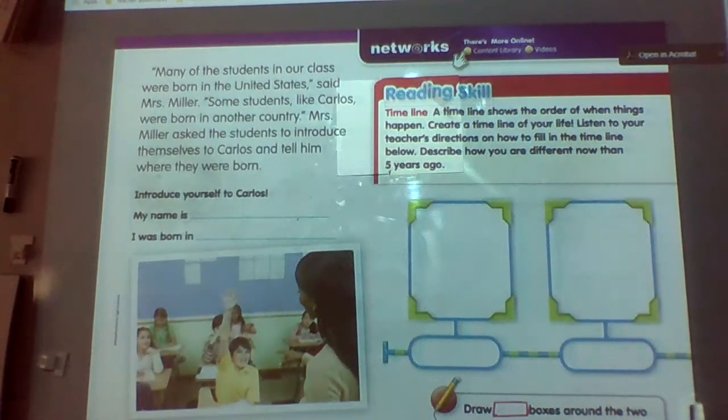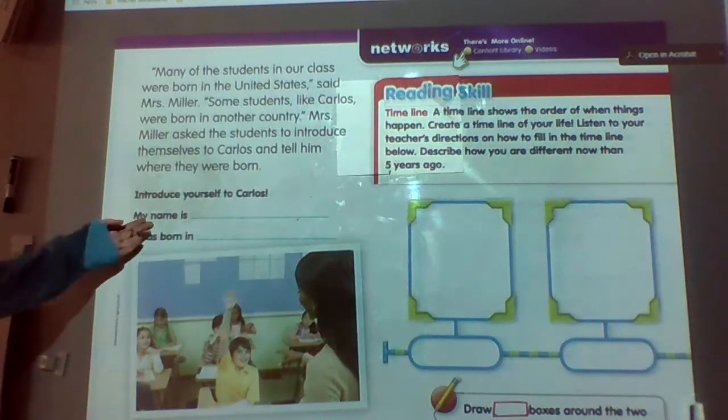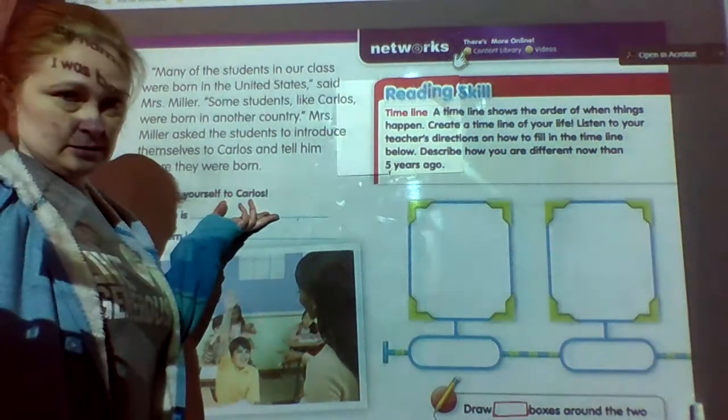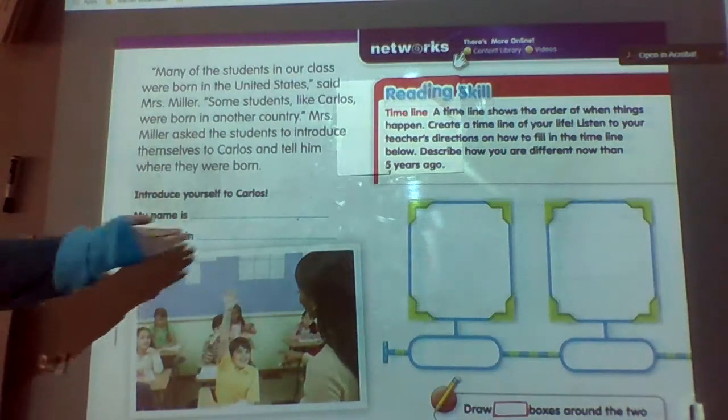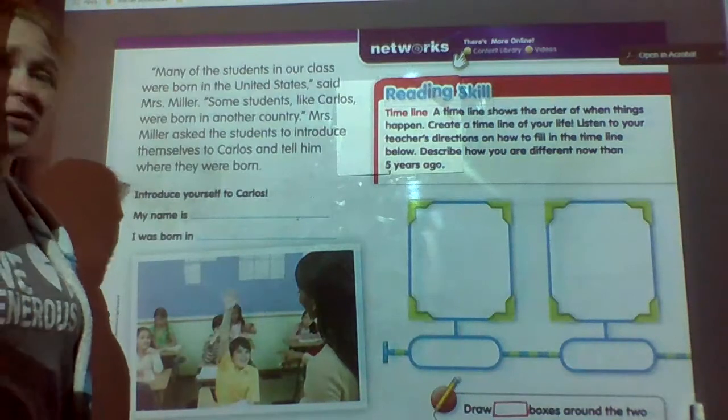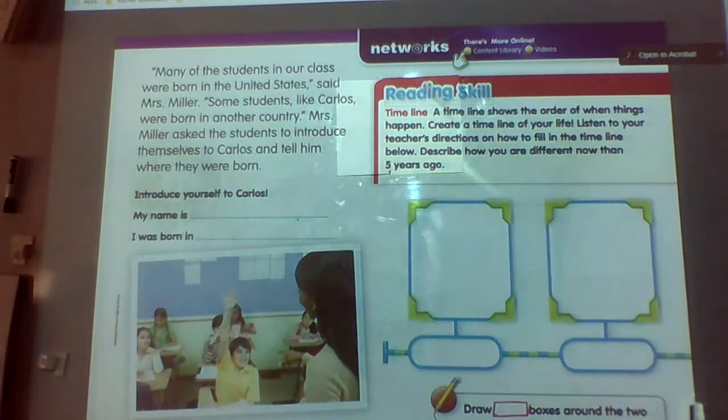Mrs. Miller asked the students to introduce themselves to Carlos and tell them where they were born. So if you were to introduce yourself to Carlos, you would say, "My name is," whatever your name is, "and I was born in." Write down where you were born. Most of you were probably born in Illinois. Most of you were probably born in Springfield, Illinois, to be a little bit more exact.